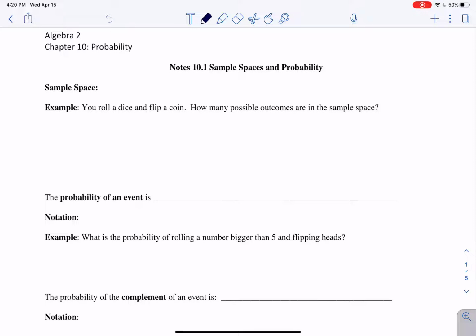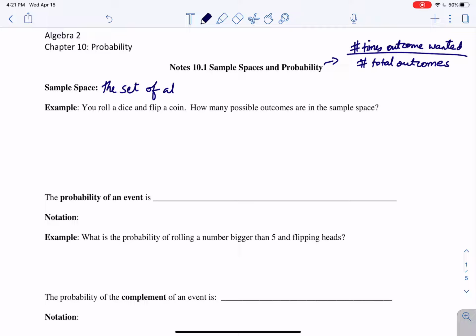So probability is really just the number of chances of something that you want to happen. So the number of times the outcome you want happens, divided by the number of total outcomes you could have had. A sample space is the set of all the outcomes you can have from something.